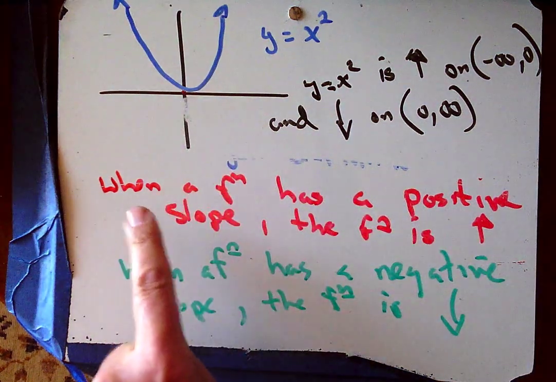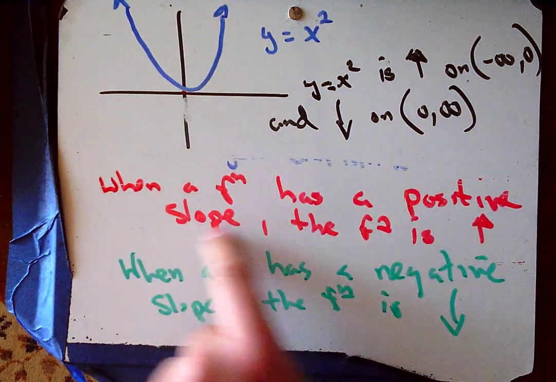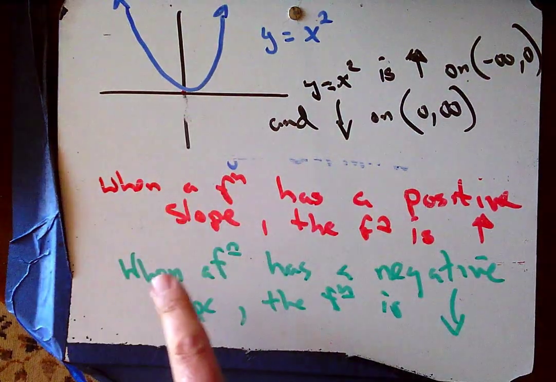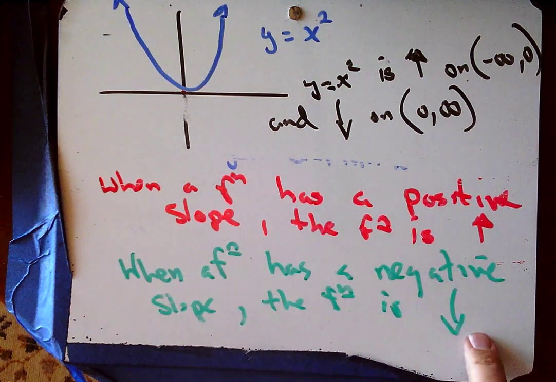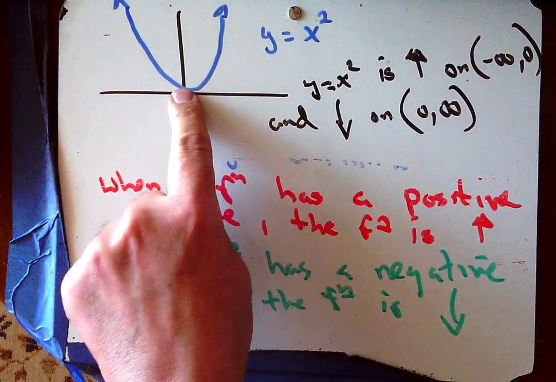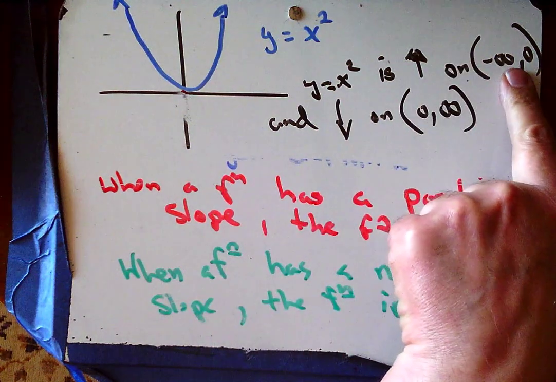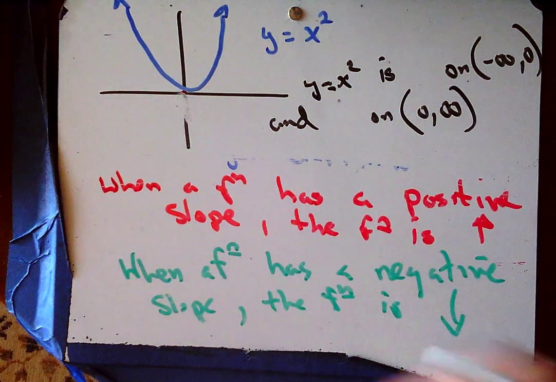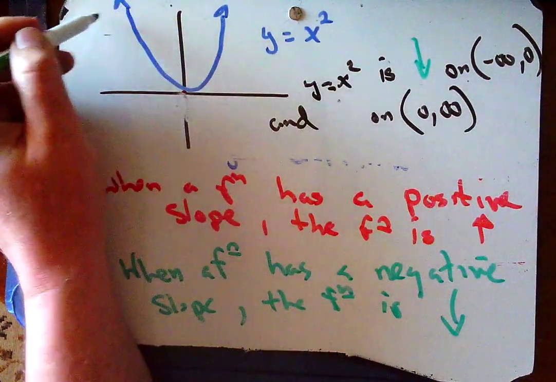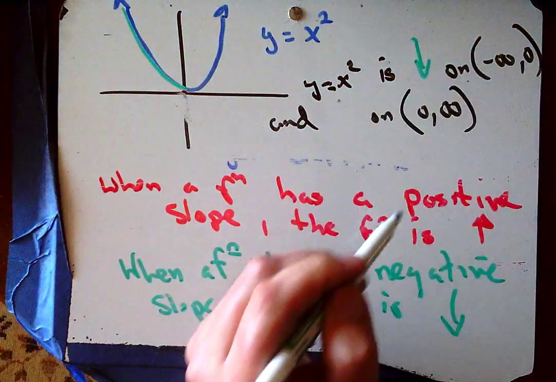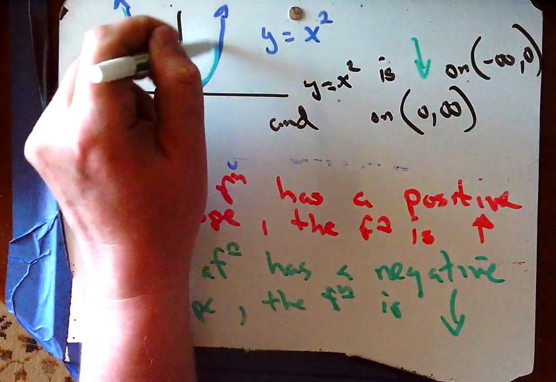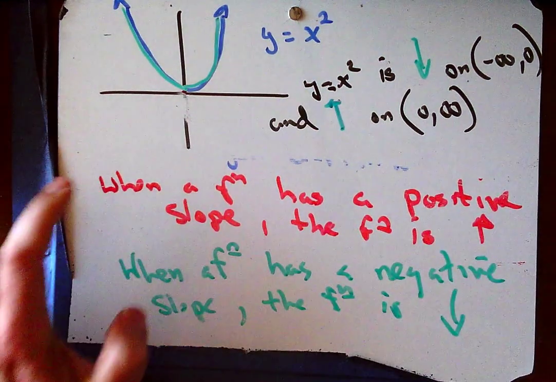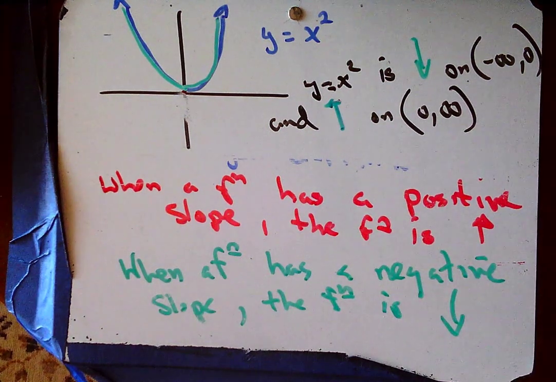And we said if a function has a positive slope, the function is increasing. That's not a positive slope at 0, it's a 0 slope. And we said a function with a negative slope is decreasing. That's not a negative slope there. My function is decreasing, going downhill from negative infinity to 0, and increasing from 0 to infinity. Okay? You need these definitions, especially if you're moving on to calculus.